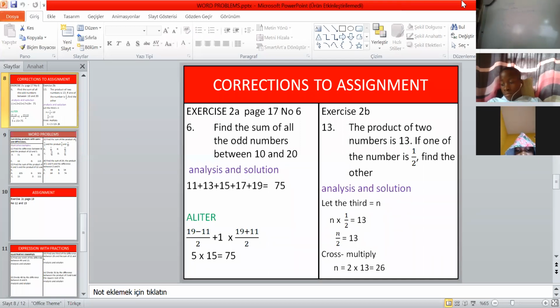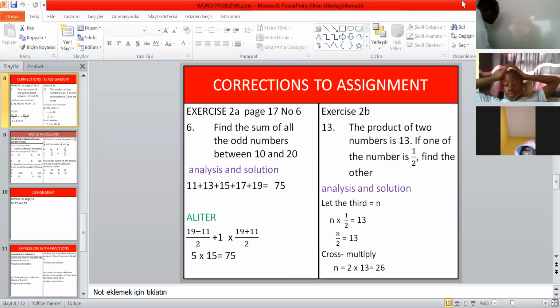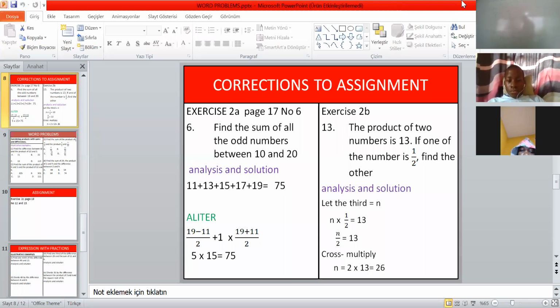Let the first number be equal to n. So now you have n multiplied by half is equal to 13. And this one is n over 2 is equal to 13. Then if you cross multiply, you have n is equal to 13 times 2. 13 times 2 is what? Anybody? What's your answer? Good. Somebody said 26. Bingo.